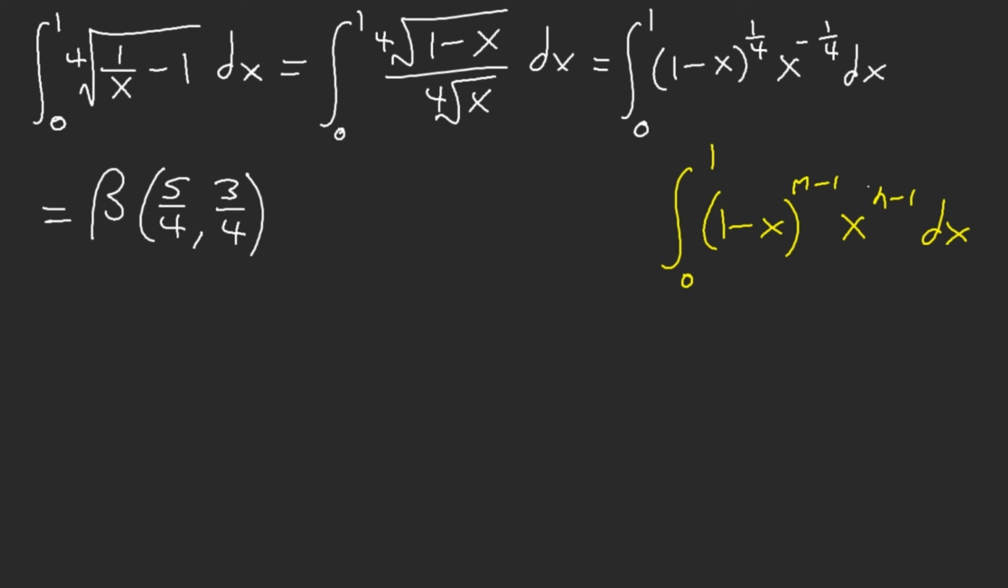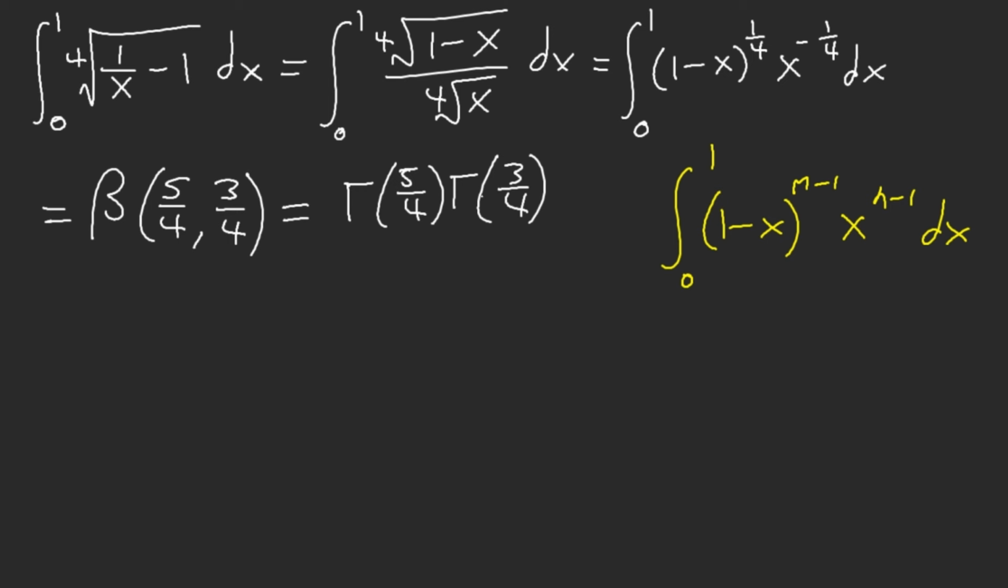Right? You could even switch it, n minus 1, m minus 1. You'll still come out with the same beta function. It's going to equal the same thing whichever way you reroute it, so don't worry about that. Okay, so now this is simply gamma of 5/4 times gamma of 3/4, all over gamma of 2, because 5/4 plus 3/4 equals 2. Gamma of 2 is equal to 1, so you just have 1 underneath.